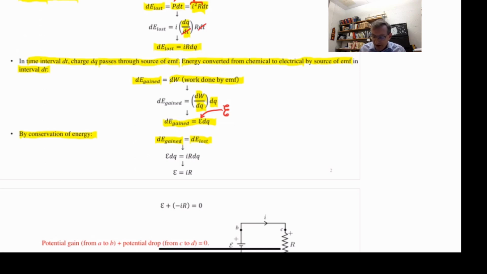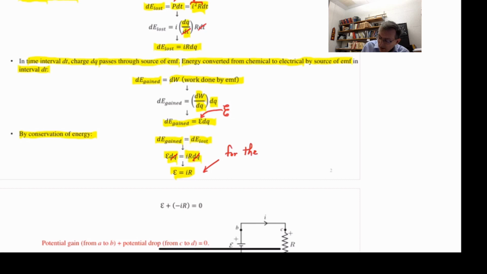So, how much energy was gained in the time interval dt when the small amount of charge dq moved through the EMF and through the resistor? Curly E dq, EMF, not electric field, EMF dq is the gain, and I times R dq is the loss. You can cancel out the dq's on both sides, and you get this really nice little formula. Now, this is just for this circuit we looked at, all right?